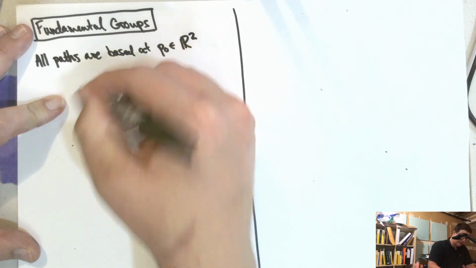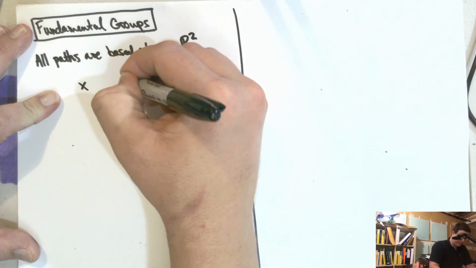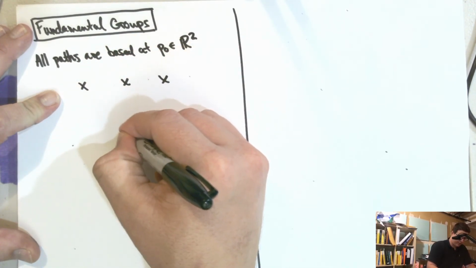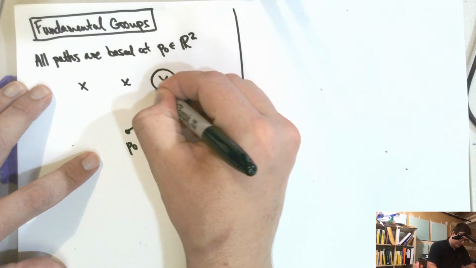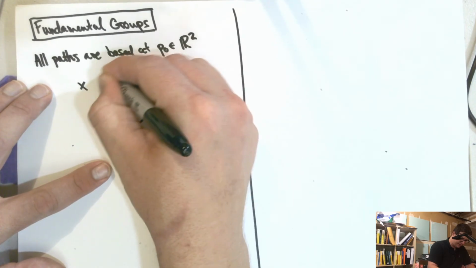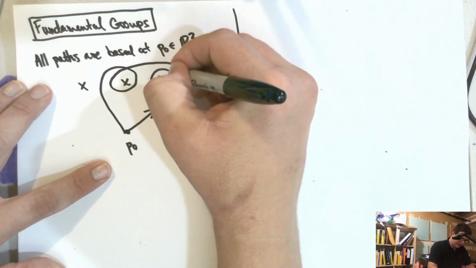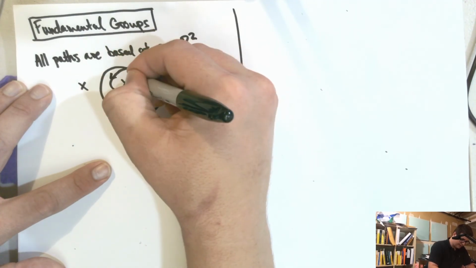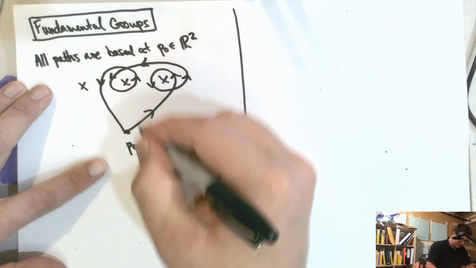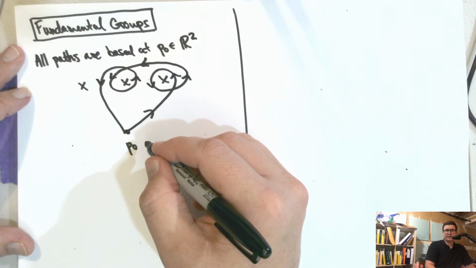So here is what we have. We have our picture, and then we have our point P naught. All of these things go around here, they're directed paths. They do something like this. All the paths go around like this, and they start and end at this fixed point here.